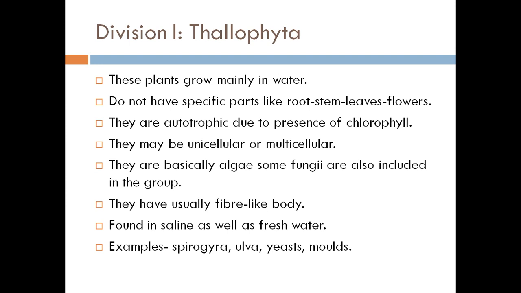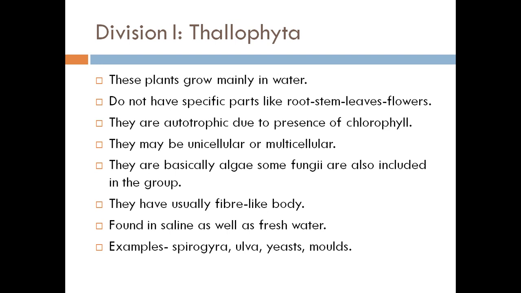So Thallophyta can be made up of one cell or of multiple cells. That means it may be unicellular or it may be multicellular. They are basically algae. Some fungi are also included in the group. Most of the plants present in the Thallophyta are algae.